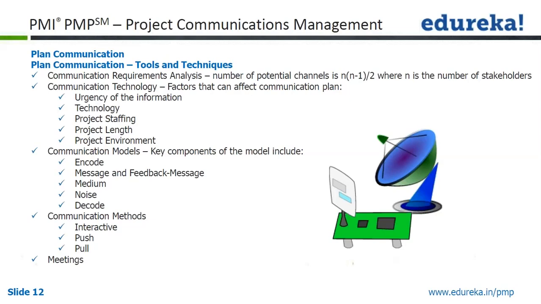Then communication technology. So there are various technologies that are available. Which technology will we use? It depends on the factors that affect the communication plan. What is the urgency of information? What kind of technology are we going to use? What kind of project staffing do we have? Project length we have, and project environment. So these are all the factors that affect the kind of communication technology we'll be using.